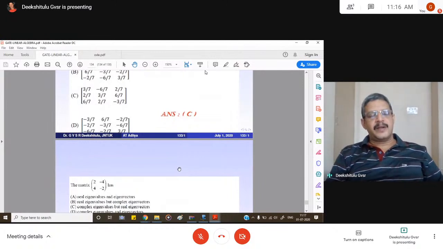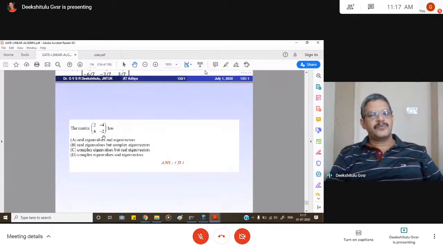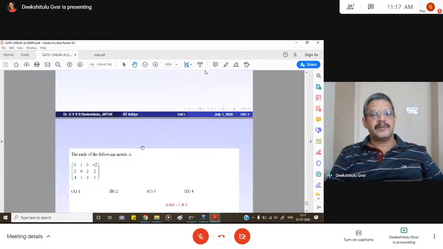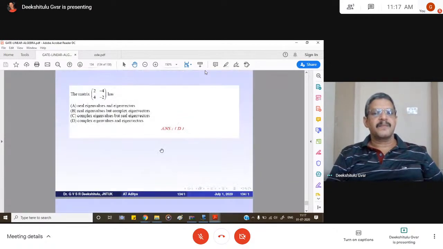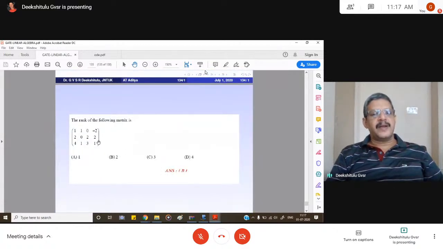So what is the property there? If Q is an orthogonal matrix, then Q into Q transpose is equal to the identity matrix, or Q inverse is equal to Q transpose. The matrix 2, minus 4, 4, 2 has eigenvalues and eigenvectors. Find out the eigenvalues, that's better because a 2 by 2 matrix can very easily be solved. The rank of the following matrix: we have to apply row transformations and column transformations carefully.